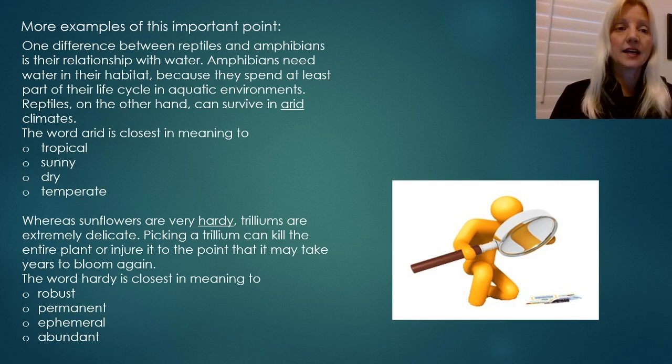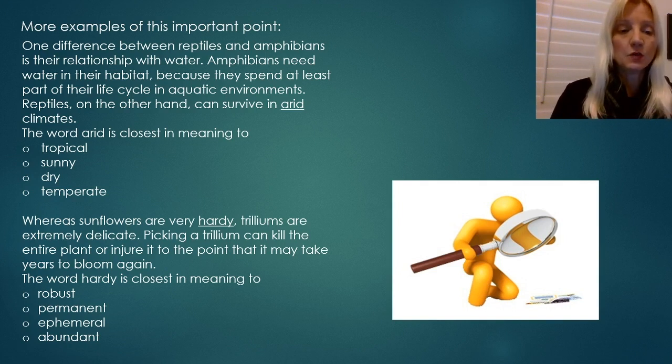And we're back. So if you've had a chance to read this, you see that when they're talking about amphibians, the emphasis is on their need for water because they spend part of their life in aquatic environments. But reptiles, on the other hand, can survive in arid climates. So arid must mean something very different from aquatic. So I hope you guessed the third answer, dry, the correct answer.